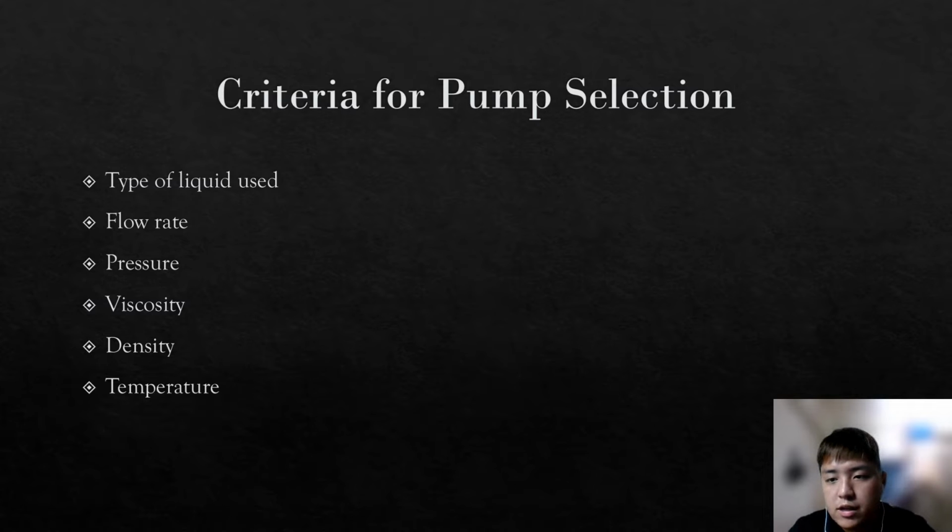Next, we will move on to the criteria for pump selection. We select the pump based on these six criteria, which are the type of fluid used, flow rate, pressure, viscosity, density, and temperature. We have to clearly understand what liquid we are using so that we can avoid potential corrosion and abrasion issues. This will allow us to ensure that we offer a pump constructed from compatible materials. For the flow rate, a higher flow rate will require a larger pump. Knowing the pressure you are pumping against will allow us to select the most suitable pump technology.